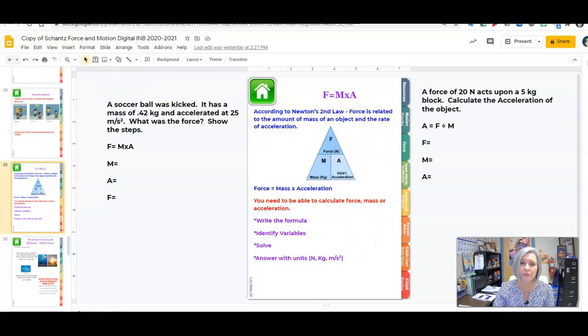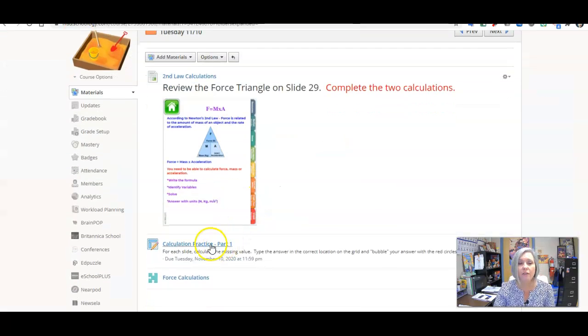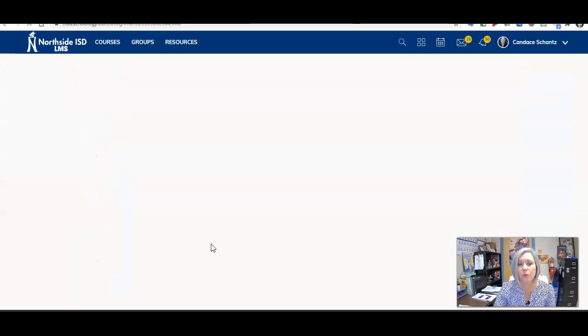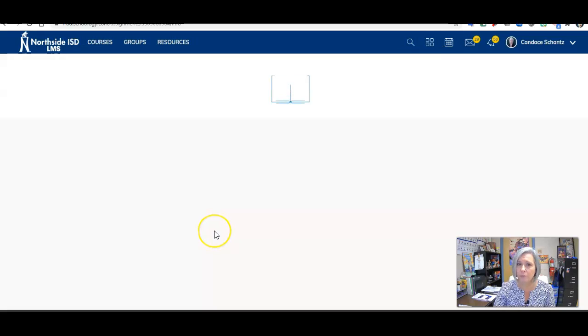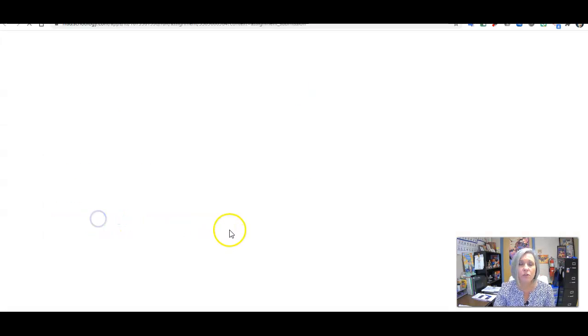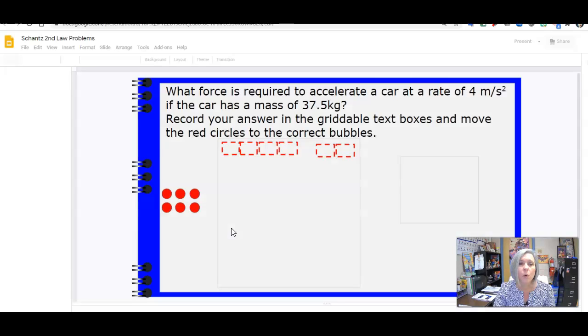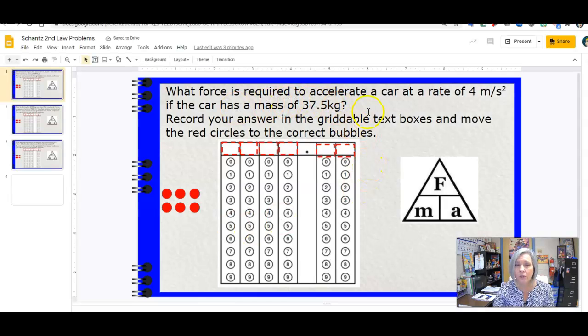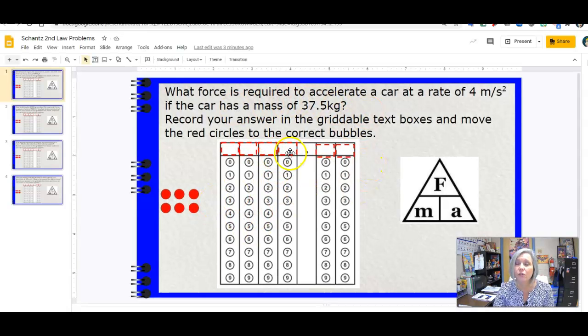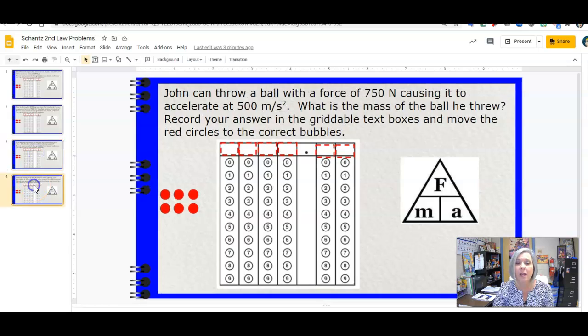So after you have finished in your IMB, you have calculation practice. So once you open that, you have a few practice problems that I want to look at. So they're on slides. Once you have solved them, okay, you will record your answer in the grid. For bubbling, you can drag the little red bubbles over. Okay, so you will solve these 4 problems and submit that to me. Make sure you know what you're solving for. You could be solving for force, you could be solving for mass, or you could be solving for acceleration.